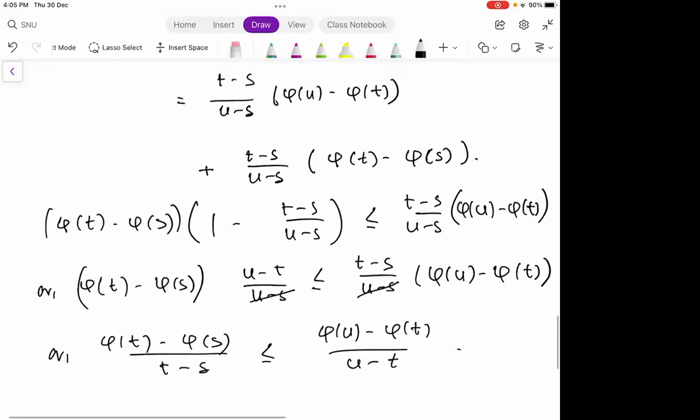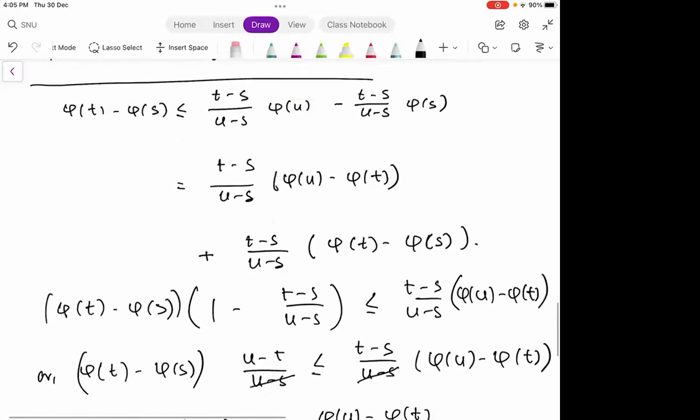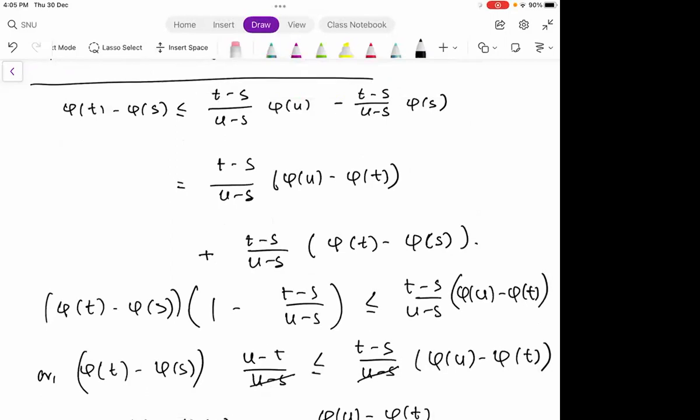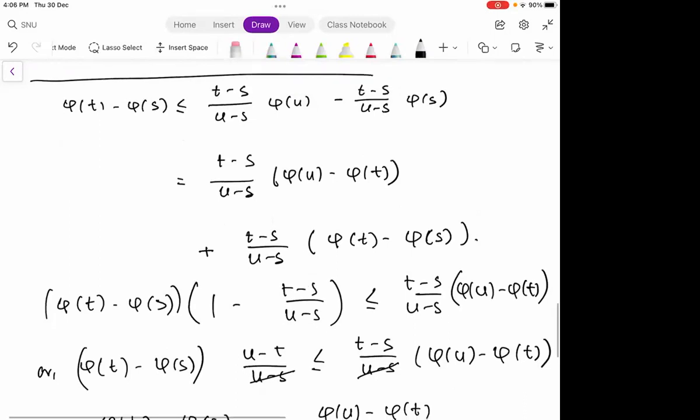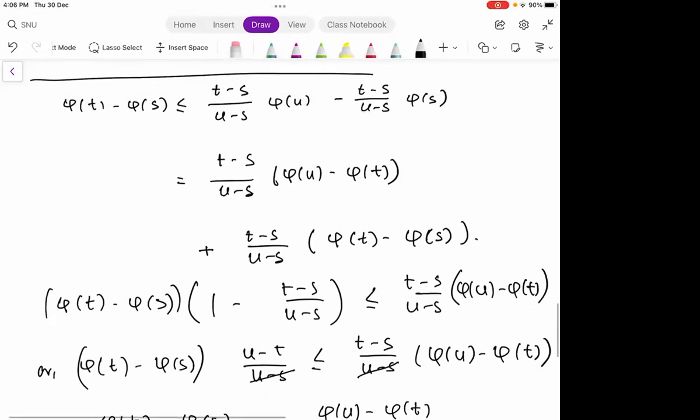Right. So it was a bit of an algebra which I missed. Note that we reached the top line of the screen, and from there I went into a different direction. Since I want phi u minus phi t, I just put in that phi u minus phi t, but phi u comes with a coefficient. So I have to put in the phi t with the same coefficient. I subtract that and add that.